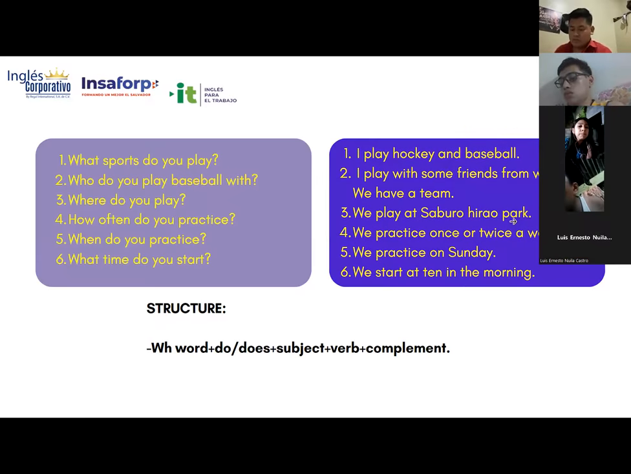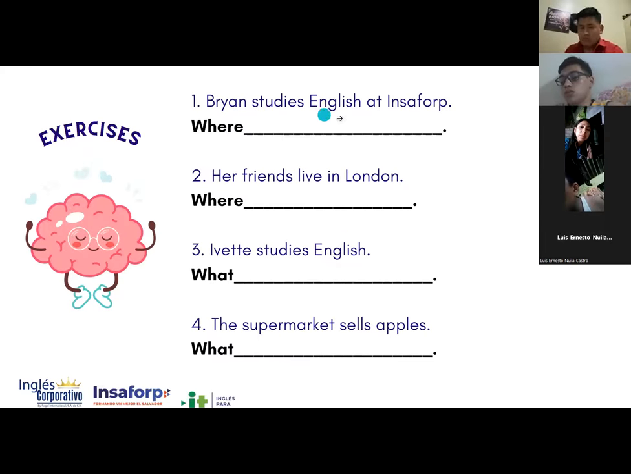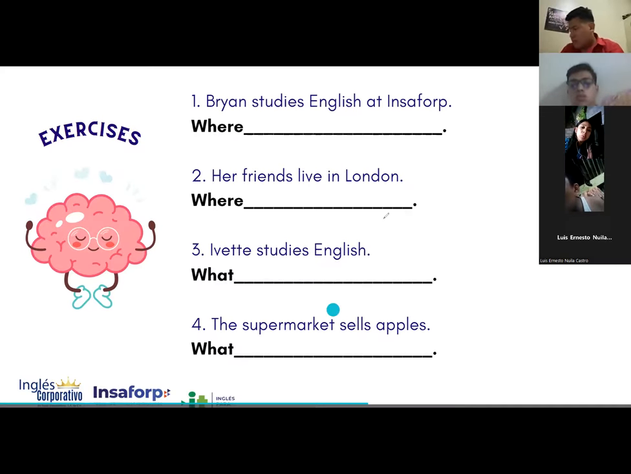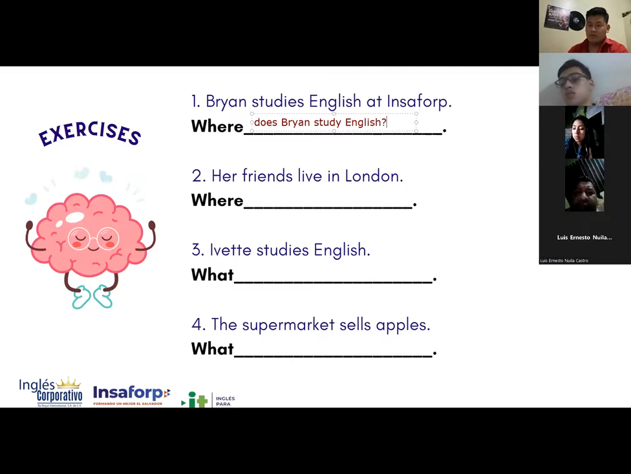Okay, so now let's move. And we have four sentences. Okay, let's continue. So it says, Brian studies English at INSAFORP. Which is the question? Which is the WH question that we need to create? Where Brian study English? Oh, but remember the structure. WH question word plus do or does. Where does Brian study English? My answer is Brian studies English at INSAFORP.